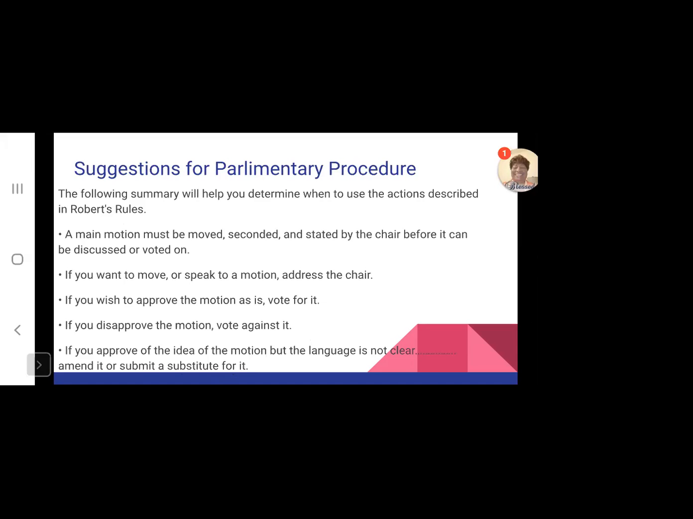So I wanted to present to you just really quickly a summary. A main motion must be moved, seconded, and stated by the chair before it can be discussed or voted upon. If you want to move or speak to a motion, address the chair. We have already established that. If you wish to approve the motion as is, vote for it. That's all it takes. If you disapprove the motion, vote against it. If you approve of the idea of the motion, but the language is not clear, amend it or submit a substitute for it.